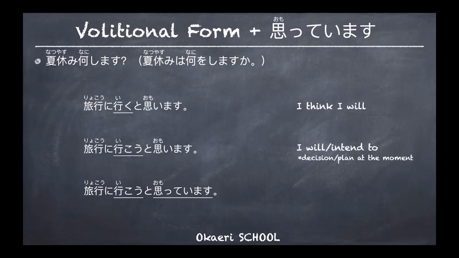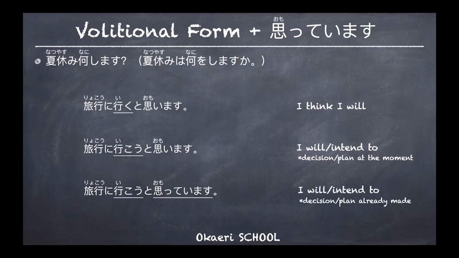The context is the decision or plan you have at the moment you're speaking. Right now you think that you will, so it's a little bit more certain than 旅行に行くと思います, where your prediction is like, I guess I will. But with the second one, you do have a will, but at the very moment you're speaking. It might not be the same in the future. You don't know.